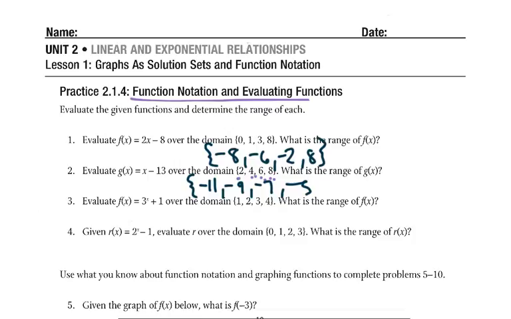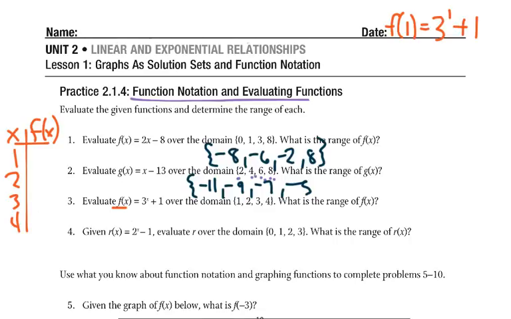Okay, so now let's do it for f of x equals 3 to the x plus 1. Notice we've got an exponent there, so it's going to be a little tougher. We've got our domain here, so what are we finding? Well, we've got x and f of x. Our x values are 1, 2, 3, and 4. Okay, so f of 1 would equal 3 to the first plus 1. My input was 1, so I changed my x to 1. 3 to the first is 3, plus 1 would give us 4. So when I have an input of 1, I have an output of 4.